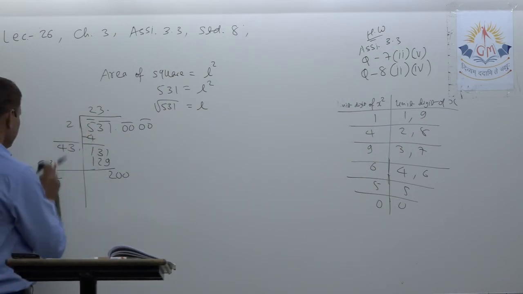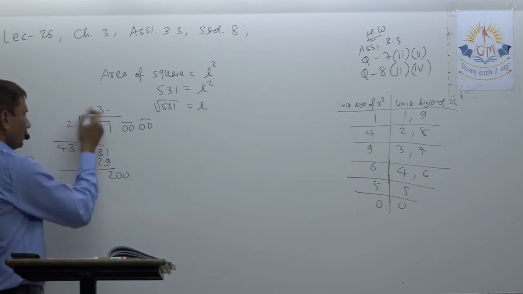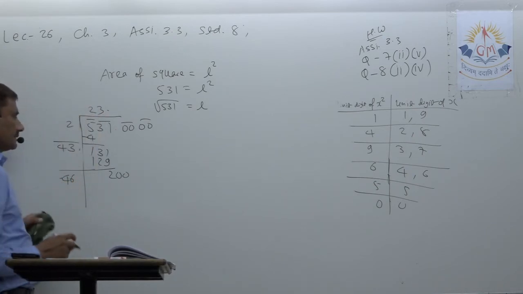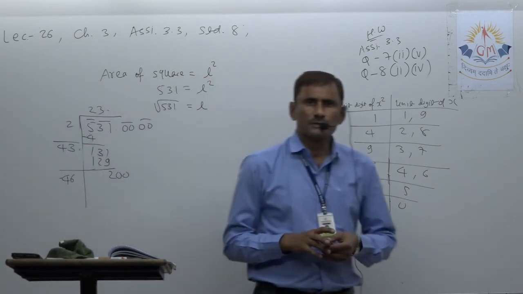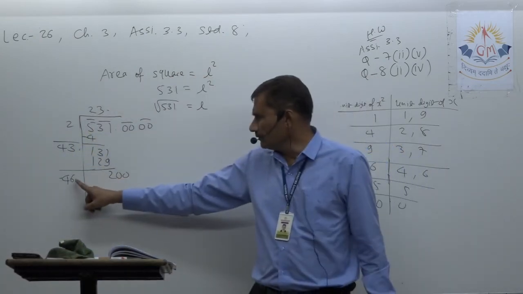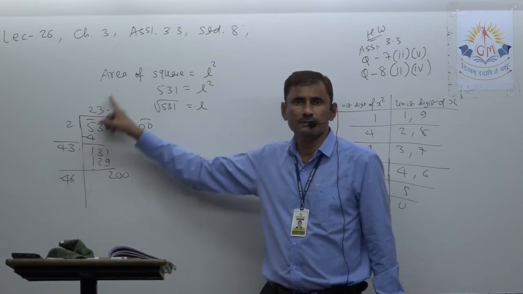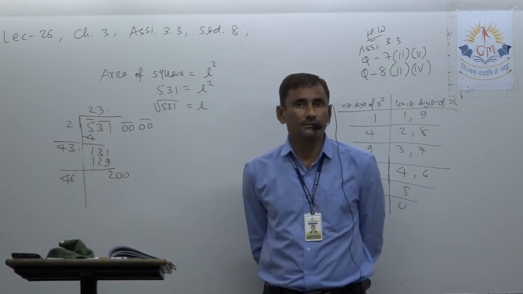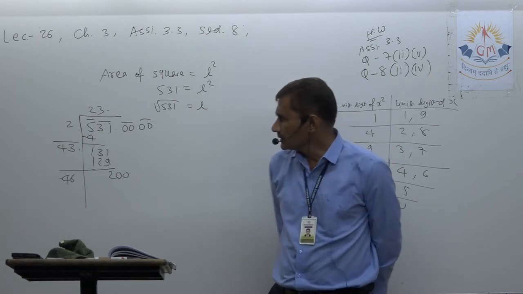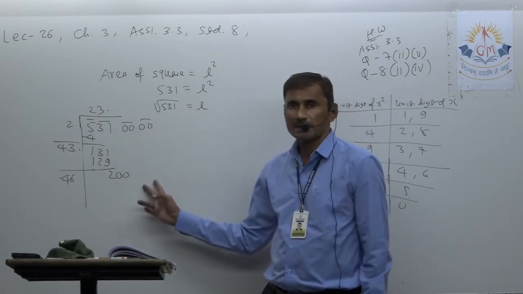Now write down double of this one, it will be 46. But it is not possible here because the minimum number will be 1 here. So 461 into 1 will be more than that. 461 into 1 will be more. So you should bring the second pair also.